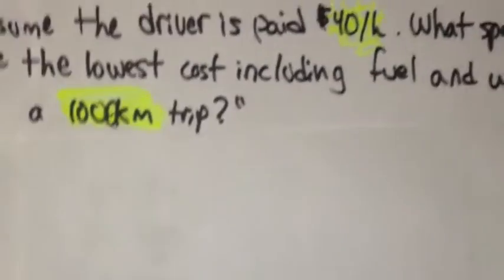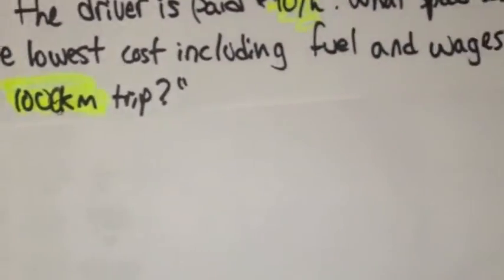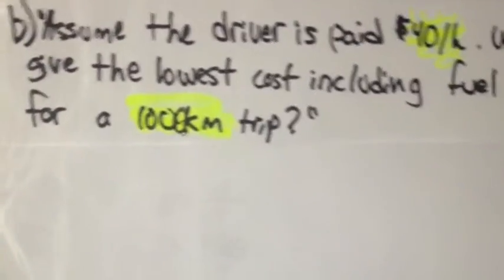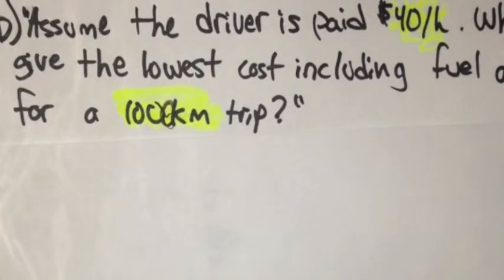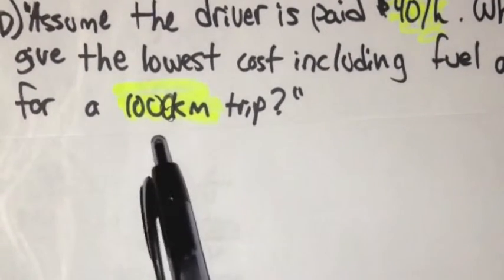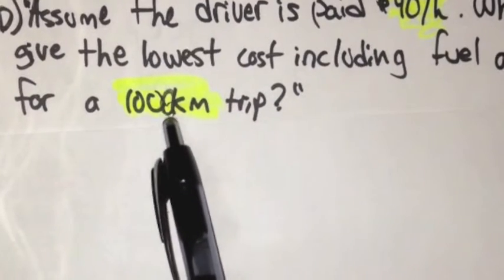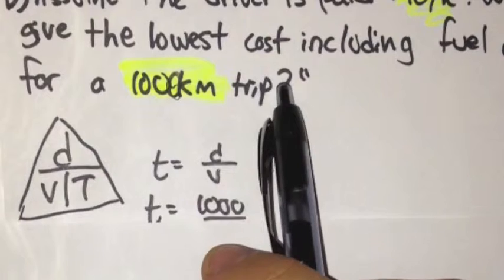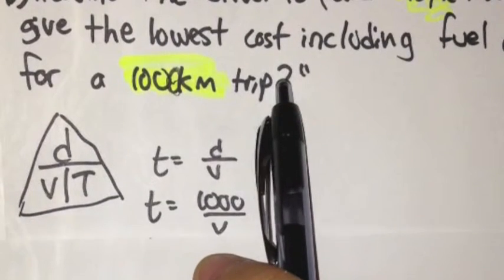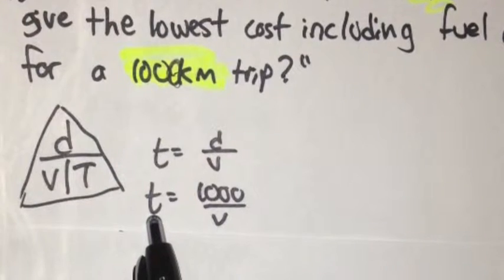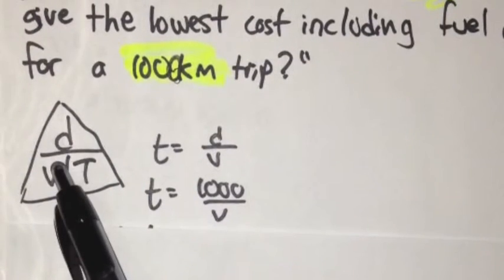Question B. Assume the driver is paid $40 an hour. What speed would give the lowest cost, including fuel and wages, for a 1,000 kilometer trip? So now the additional information they've given us is the $40 an hour payment that the driver is going to receive and the distance of our trip. So what we can do with this distance is use our DVT triangle, which is distance equals velocity times time. Rearrange this to set it equal for time. So time is equal to distance over velocity.